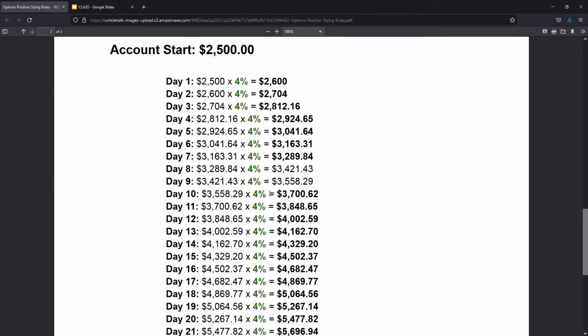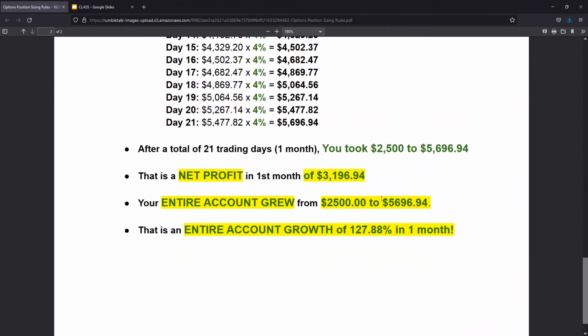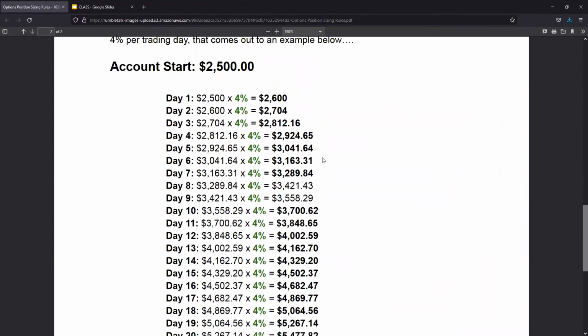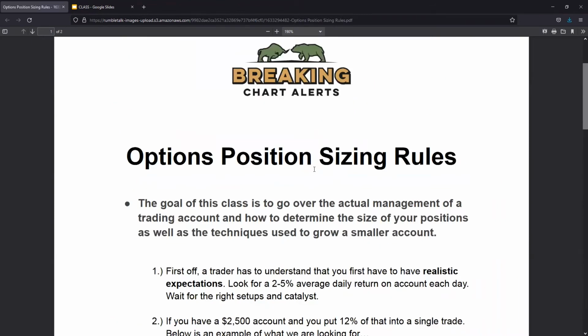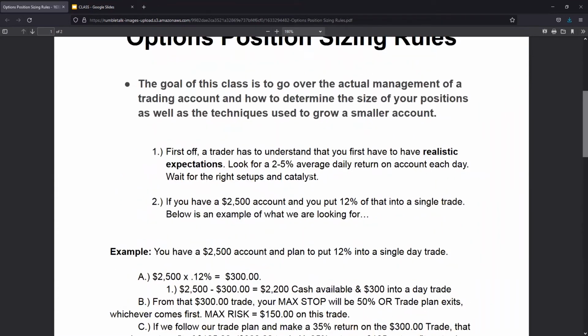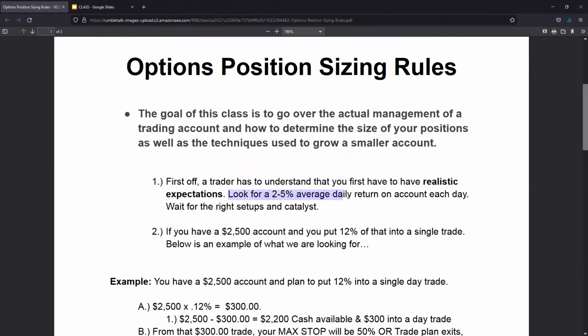You see how you're able to grow that $2,500 account into $5,696.94 by utilizing those types of rules for your position sizing. So that's position sizing. Okay, that's what I want you to do, is look for 2 to 5% average daily returns on just one trade at a time until you grow your account, until you double your account. I don't care if you're starting with 2,500 and then you take it to 5,000, or if you're starting with 10,000 and then you take it to 20,000. I want you to do that until you double your account.